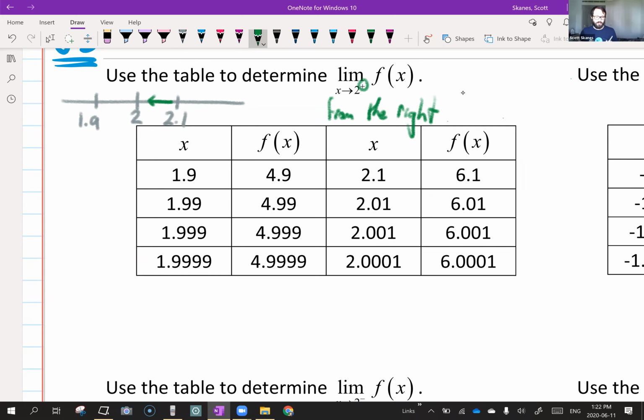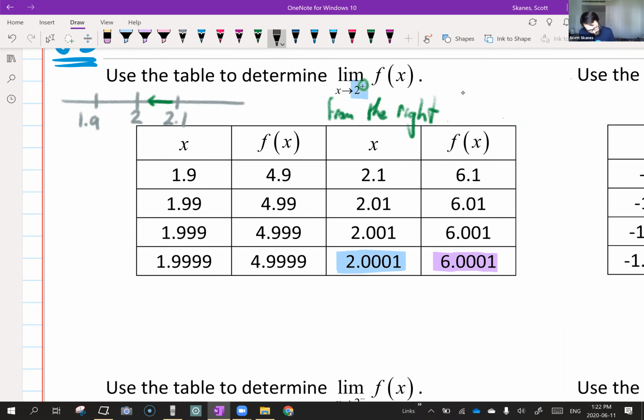Let me get straight to the point. From the right, we are doing these. 2.1, a little bit closer, 2.01. That would give the value of 6.01. As we get closer and closer to 2, the value that comes out is getting closer and closer to 6. That is what limits mean.